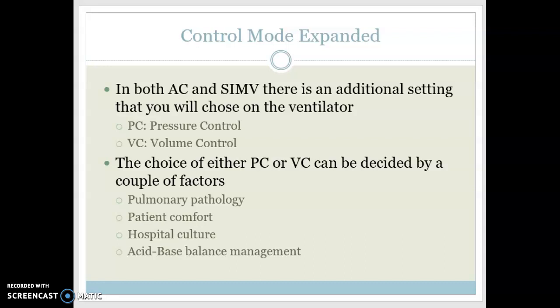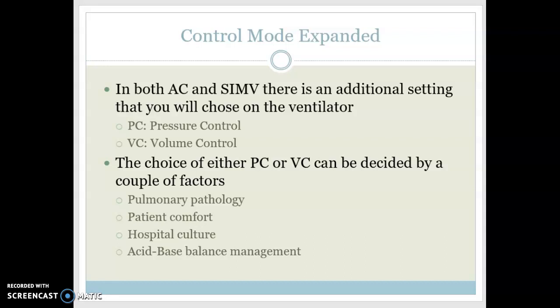I've had a couple of you ask which one's better? And honestly, they're both equal, pressure and volume control. It's all preference, what you're comfortable with, what you feel you can best ventilate your patient on, and also what your patient needs. Also, acid-base balance management.